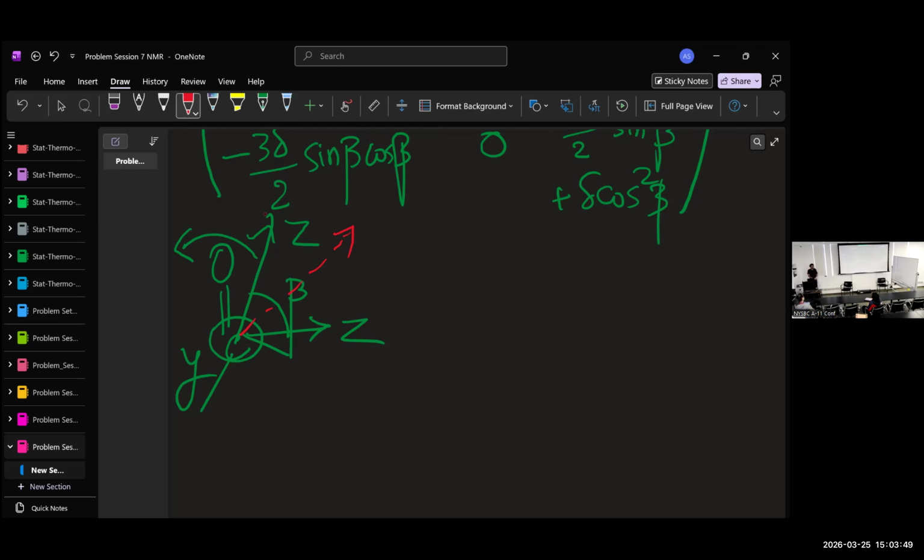And Gaussian difference between the two sides. Right. So in this case, there is no change in isotropic chemical shift.